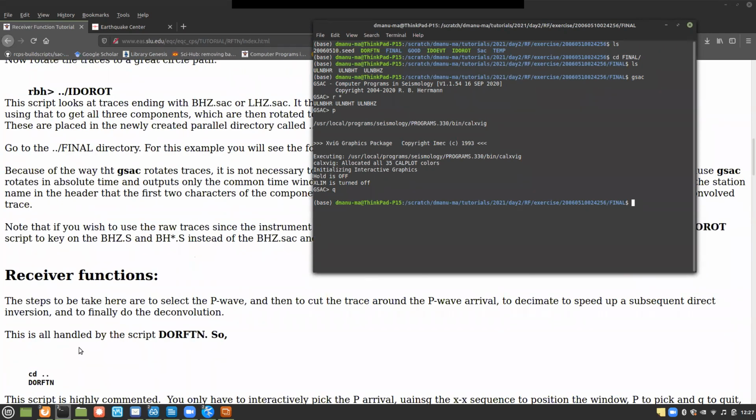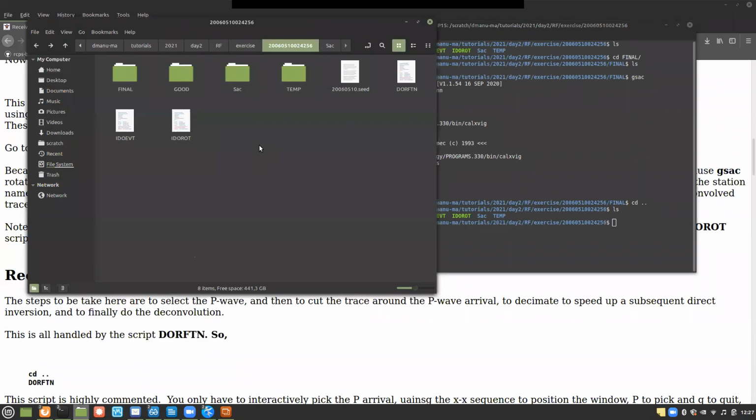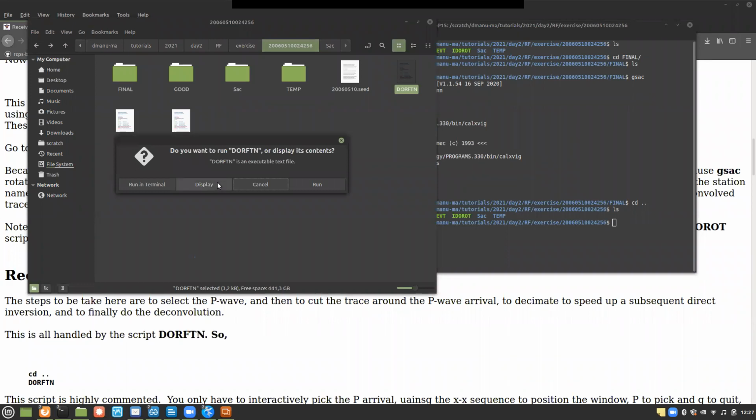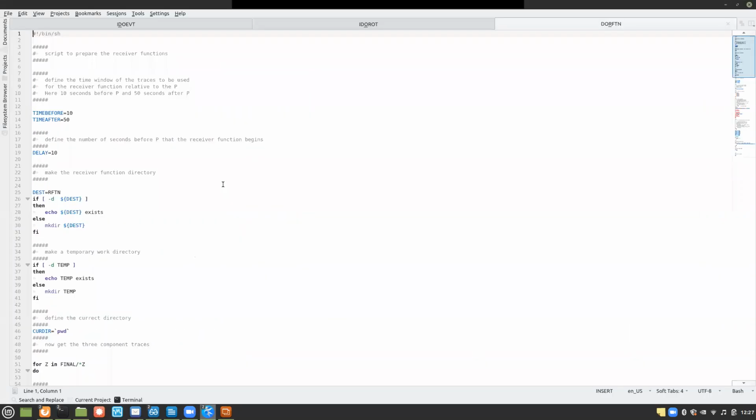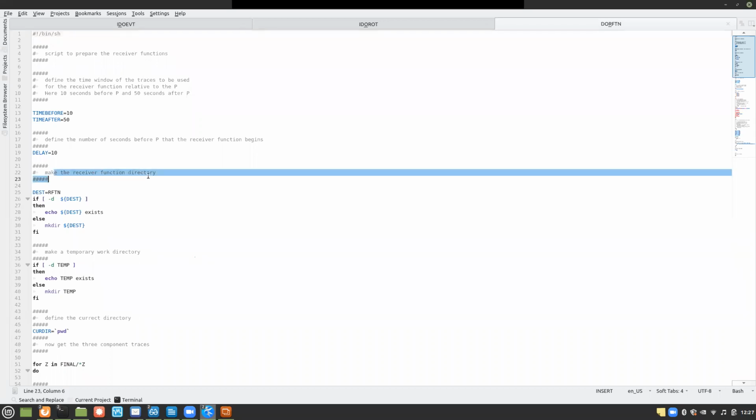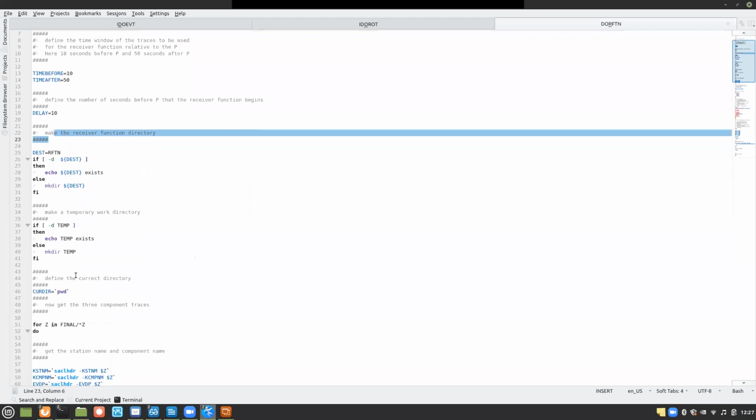Okay, so now we just go and do the receiver function. So we do receiver functions. I think you go to the main directory, and then we run this program. Now let's see what this is. So this prepares the receiver functions. So this makes the receiver functions.